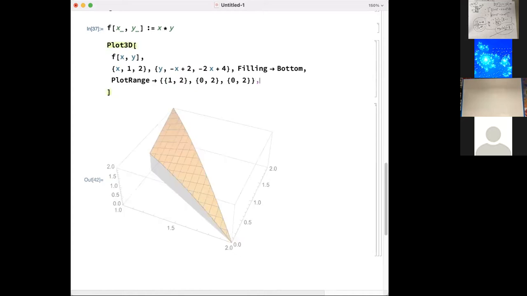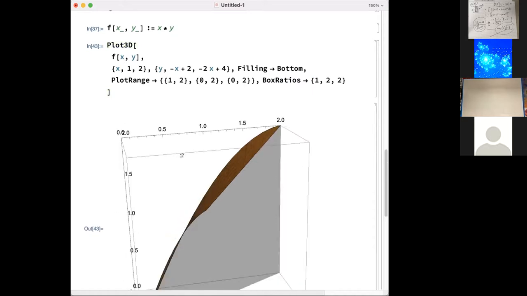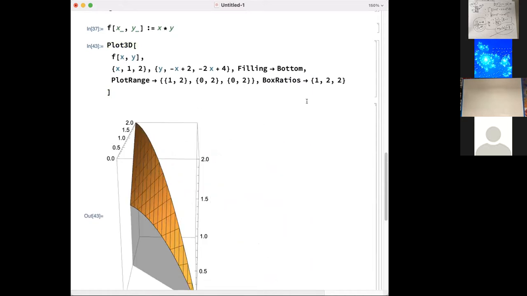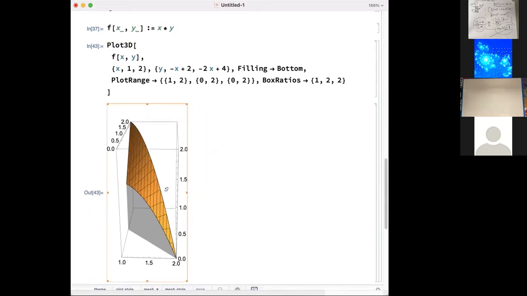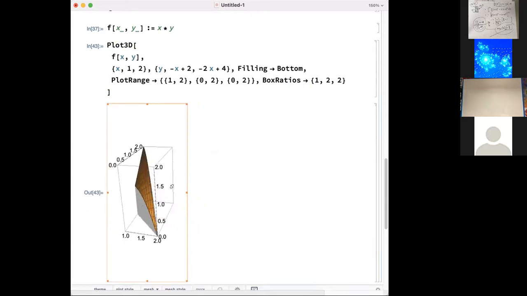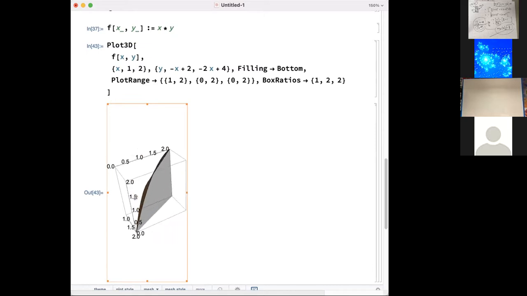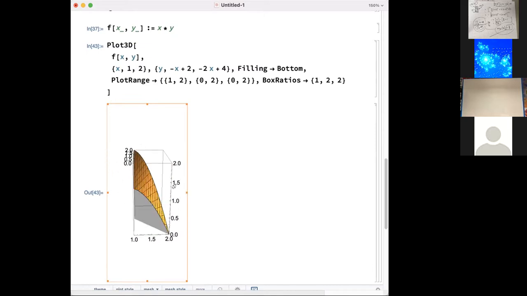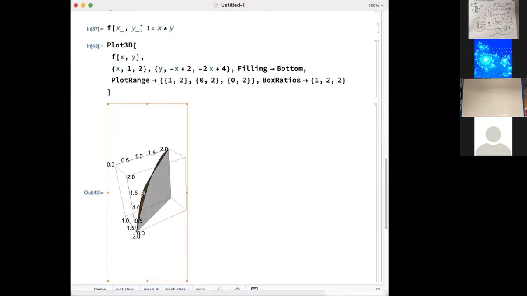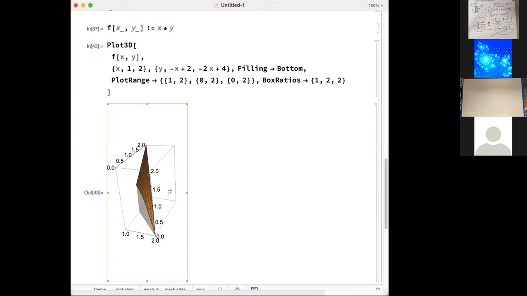And now let's do box ratios of what, 1 to 2 to 2? Because I'm using 1 on the x-axis, 2 on the y-axis, 2 on the z-axis. Okay, now I have this described at scale. It's a little bit harder to see. So I might go back to the not scaled version in a second, but I want you to picture this to be a crazy ice cube over a triangular base. We could put in the triangular base if you want to.